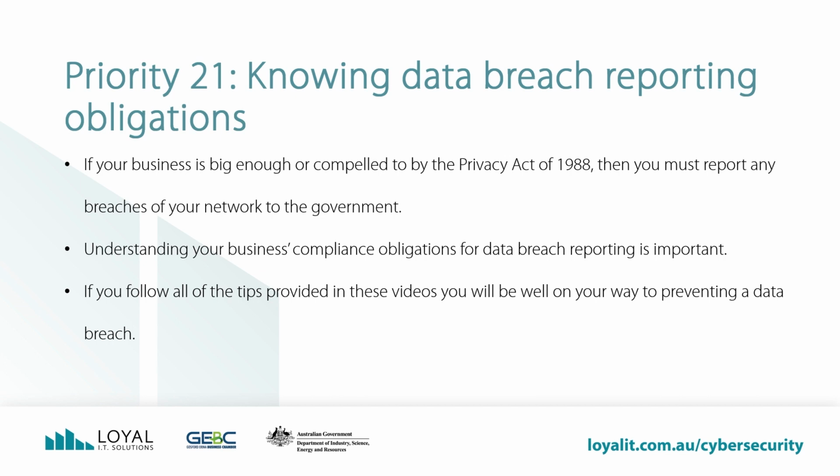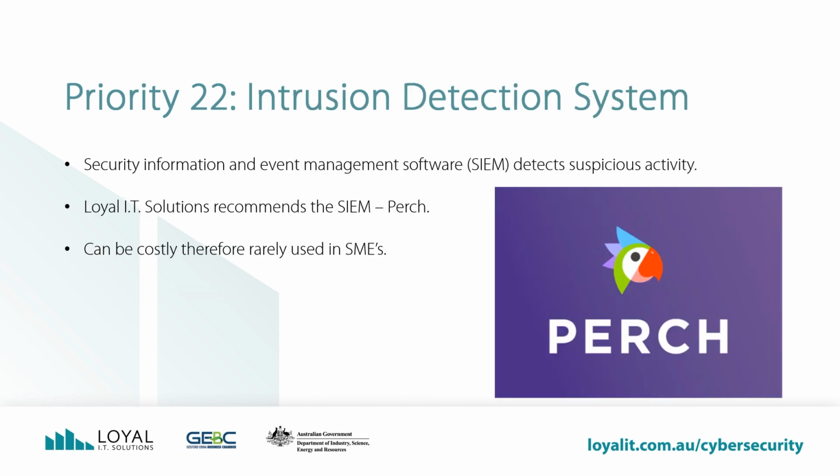If you follow all of the tips provided in these videos, you will be well on your way to preventing a data breach. Priority 22. Intrusion detection system. Intrusion detection systems take many forms. However, for a full overview of your internal systems and cloud products, a security information and event management software, or SIEM, is what you need. This product will tell you if there is any suspicious activity that needs to be examined more closely. Loyal IT Solutions recommends the SIEM Perch. Like regular security testing, SIEMs can be expensive, therefore rarely used in small and medium enterprise. But it is essential if you want to have visibility into suspicious activity across your network.